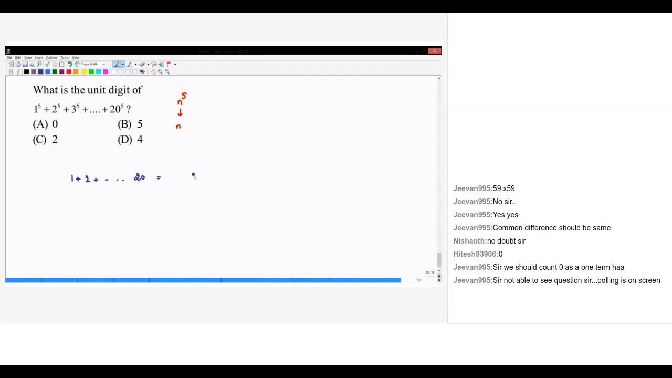What is 1 to 20? 20 into 21 by 2, which still ends with what? 0 only. What is important is what it ends with. It ends with 0.